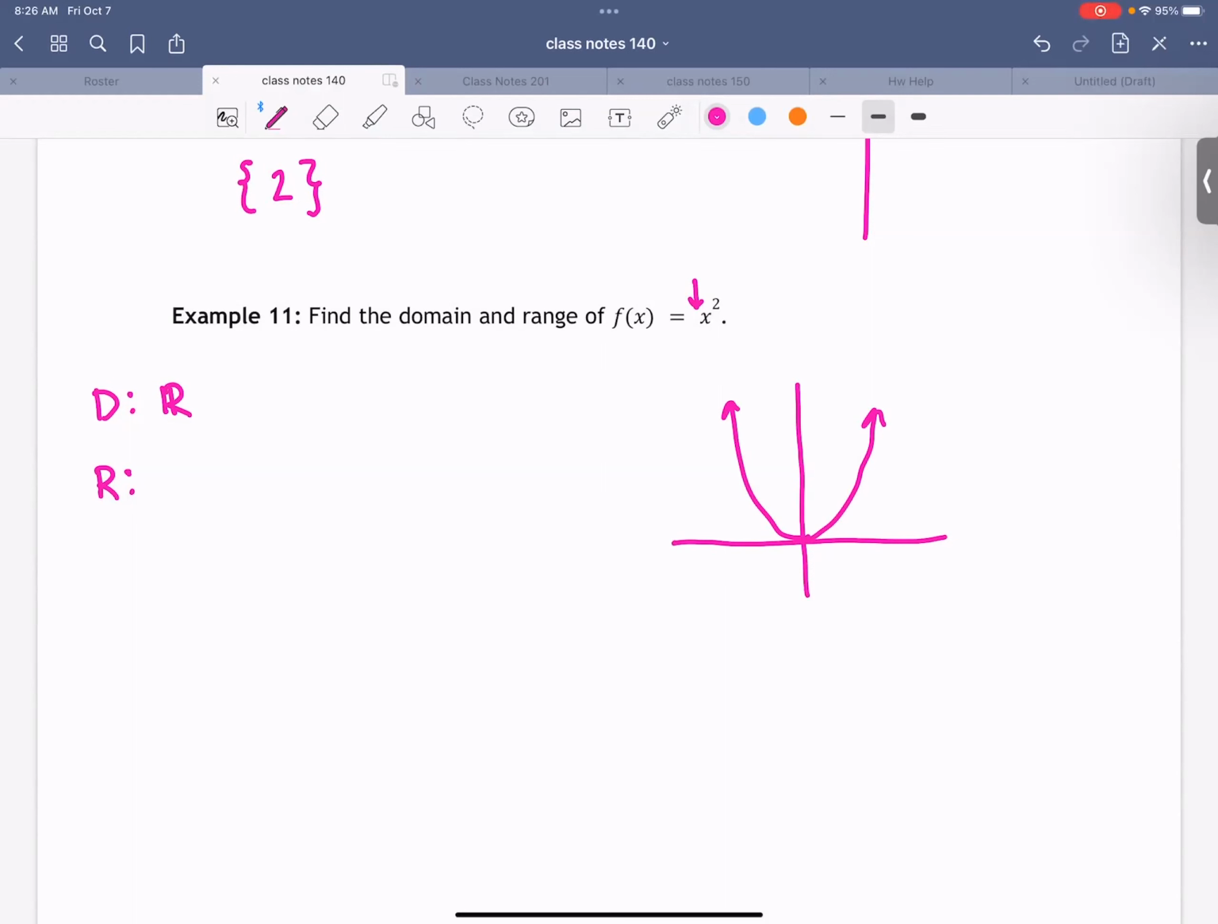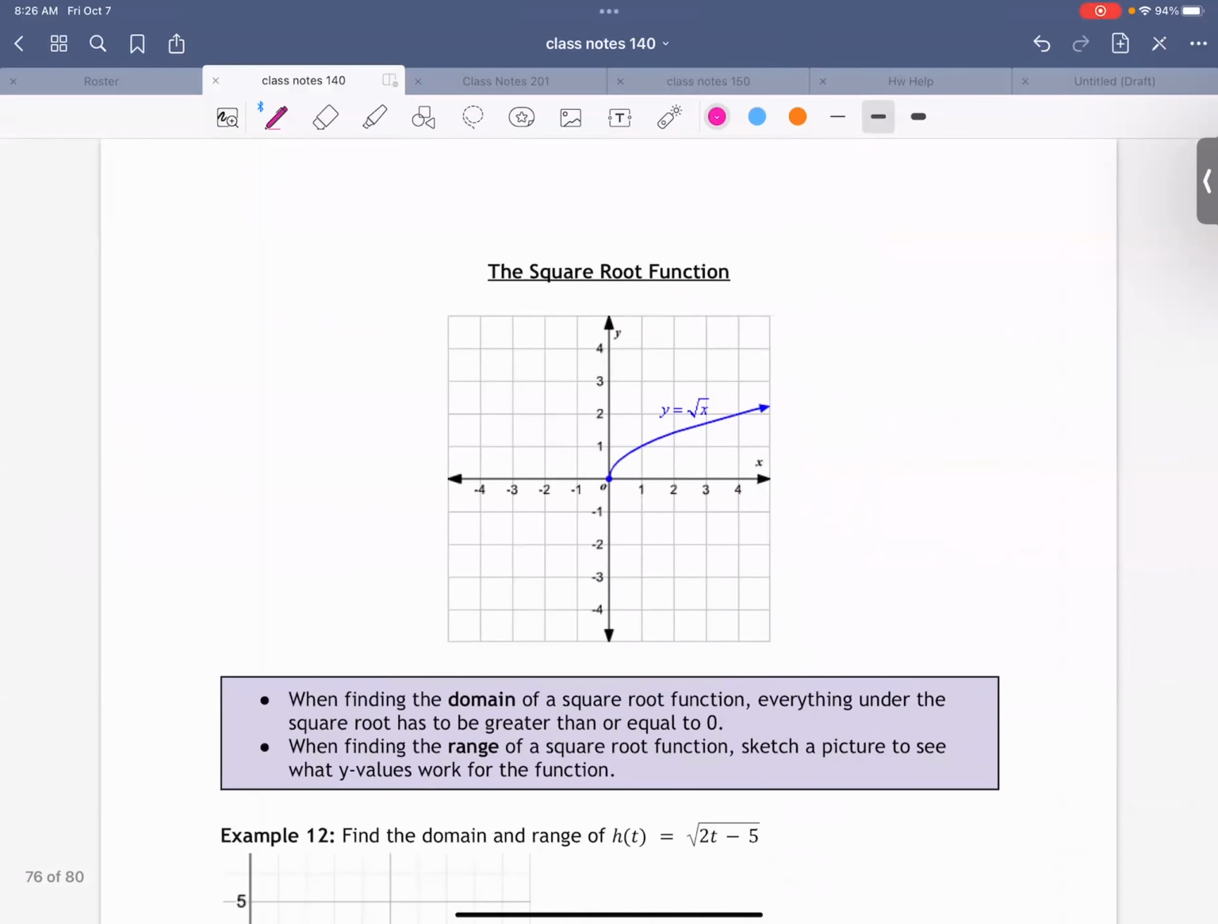Looking at this graph, what's the range of this graph? 0 to infinity. Good. And do I have a bracket or a parentheses on 0? Bracket. Bracket, good, because we're including it. All right. Any questions on example 11? I think we're getting a little bit good with looking at a basic graph and trying to find the domain and range. Let's go to more complicated graphs.